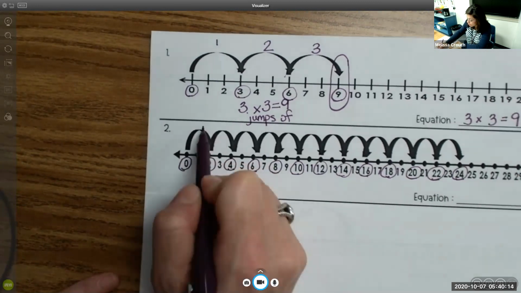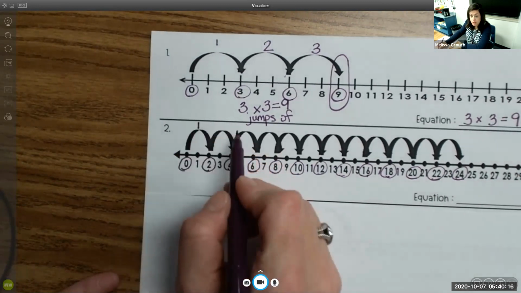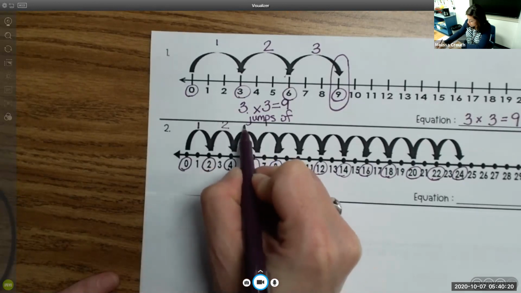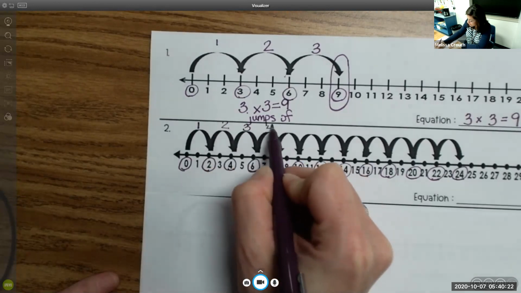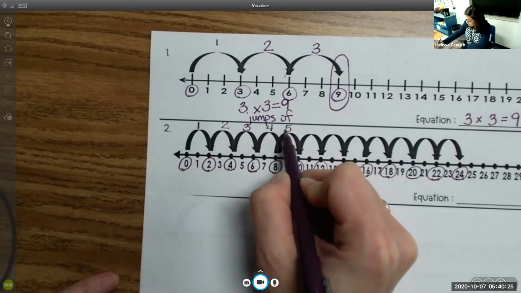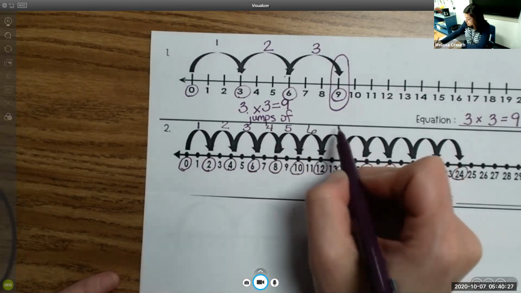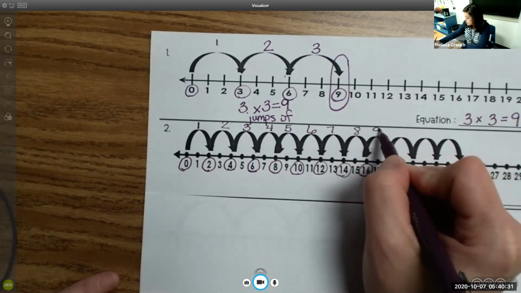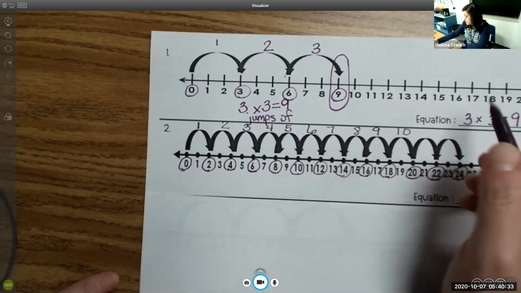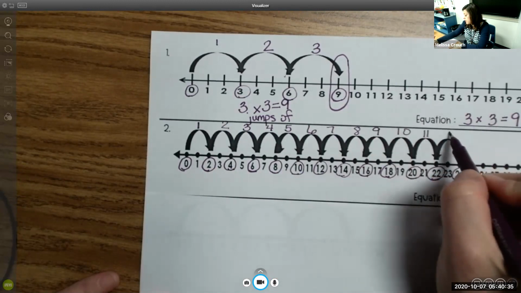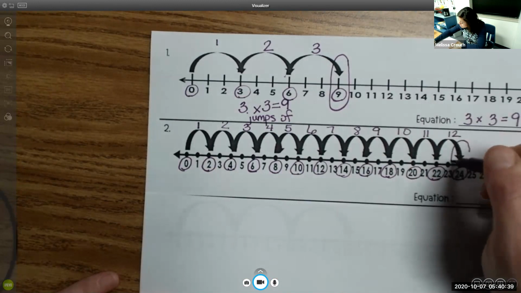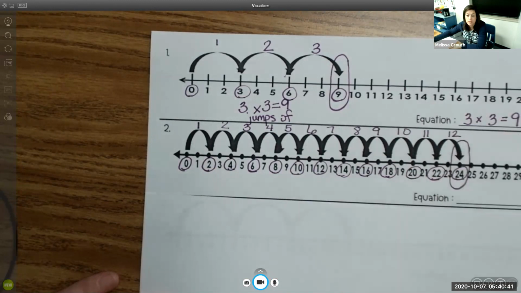Okay, now let's figure out how many jumps we make. Okay, this is 1, this is 2, 3, 4, 5, 6, 7, 8, 9, 10, 11, 12. And then that very last jump, we landed on 24.